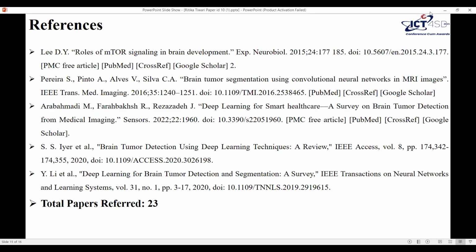Here are some of the references which I have shown in the literature review, and the total number of papers I have referred to is 23. Thank you so much.